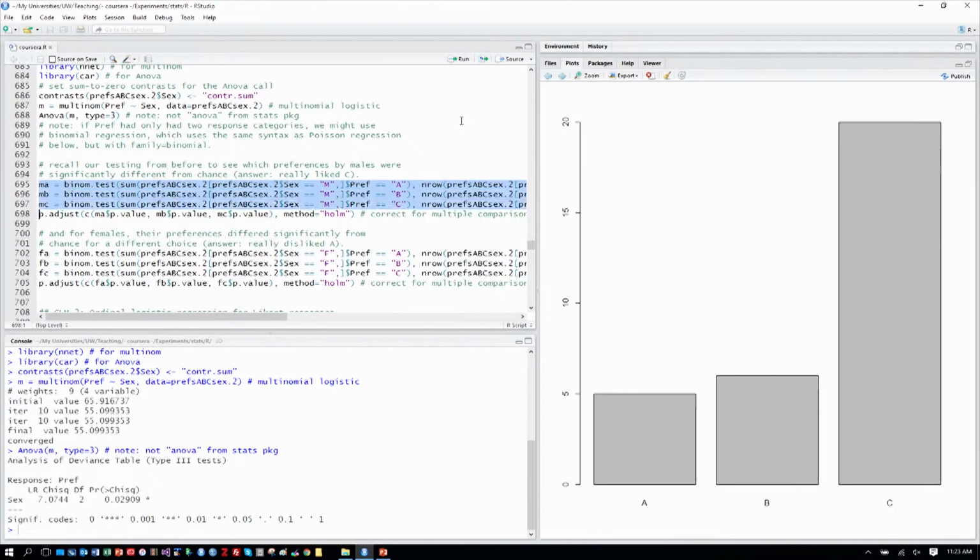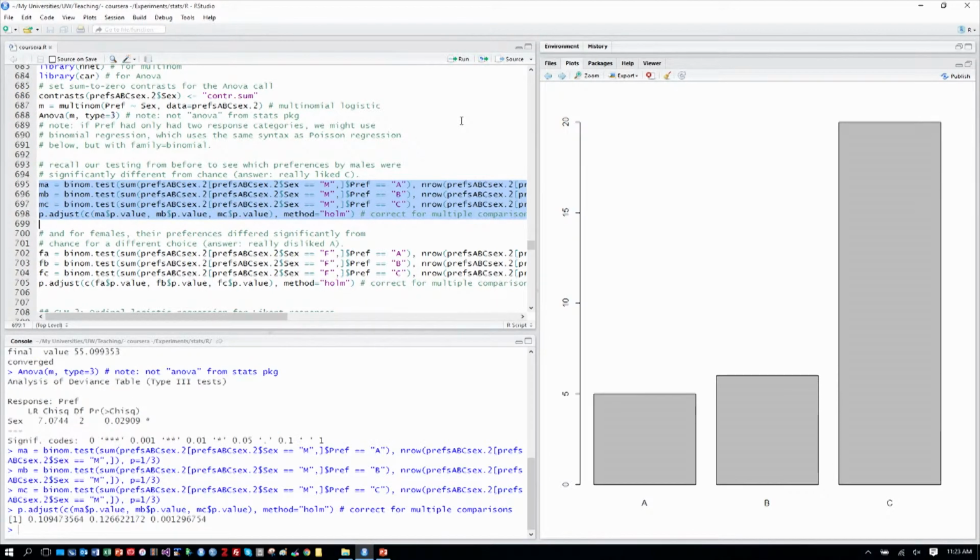So we'll encode all of those tests in MA, MB, and MC, and then adjust for multiple comparisons as we've done before. And we can see the p-values here show that for A, we don't have a significant result, neither for B. In other words, their preferences are within range of what we might expect for this number of males by chance. But for website C, in fact, we do have a significant preference.